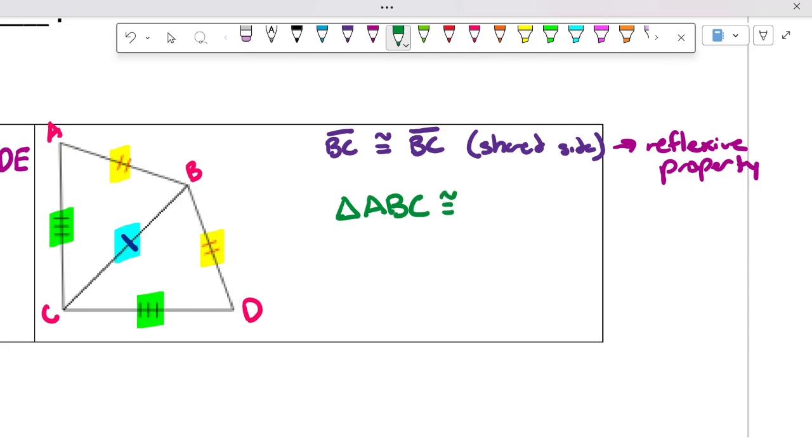Can someone tell me how I would write the second triangle if I'm going off the corresponding parts? Someone who has not talked yet. What do you think? DBC. Good, DBC. So we did ABC. We went from in between the green and the yellow, down the yellow, and then down the blue. So we start with D, go down the yellow, and down the blue. So it'll be congruent to triangle DBC.